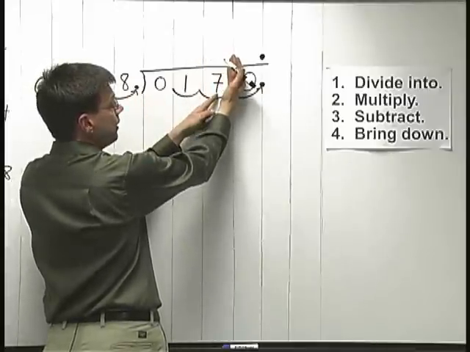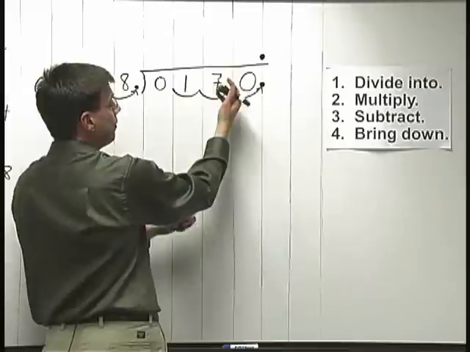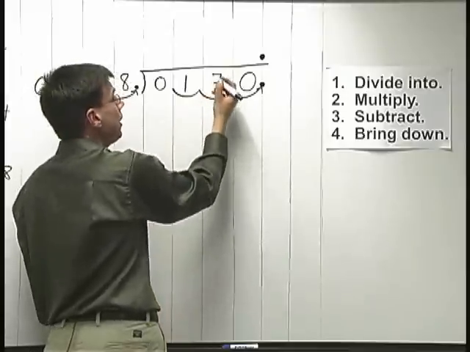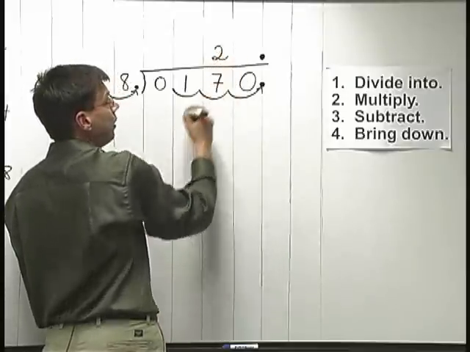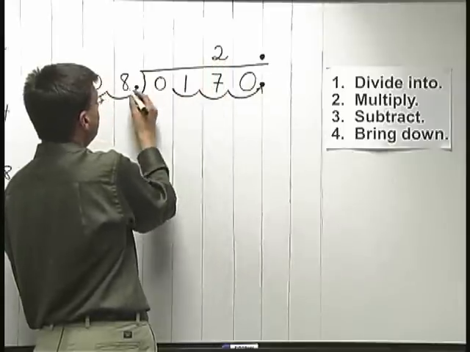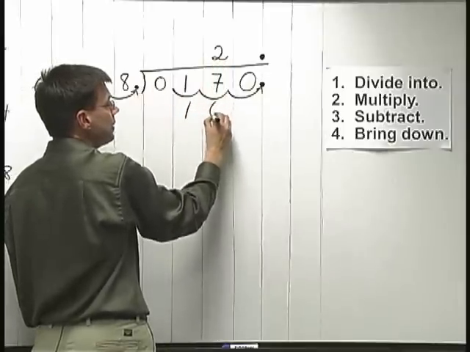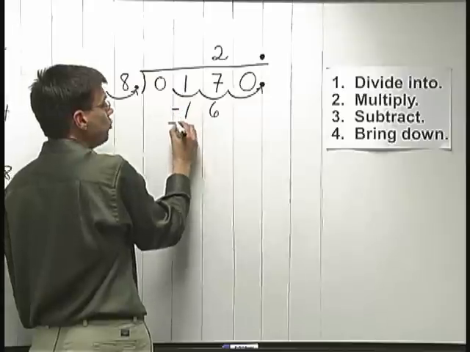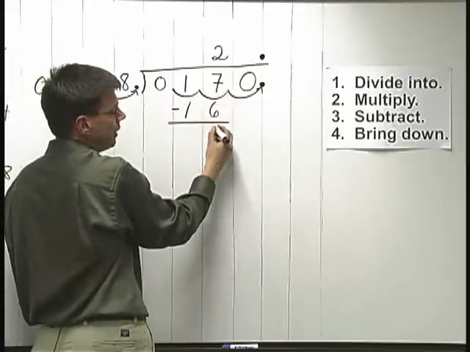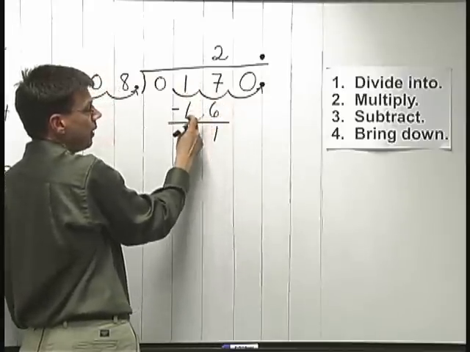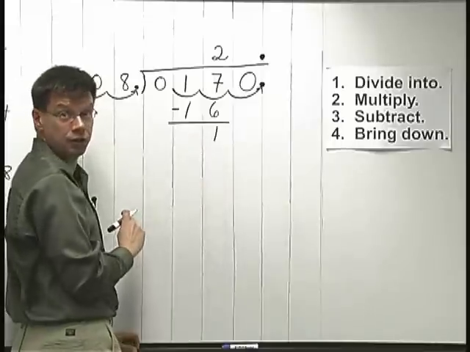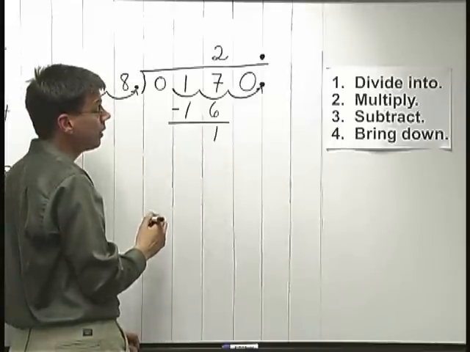Does 8 go into 17? Yes, 8 will go into 17 2 times. I write the 2 above the 17. 2 times 8 is 16, and I subtract. 7 minus 6 is 1. 1 minus 1 is 0. I get just 1 after I subtract.